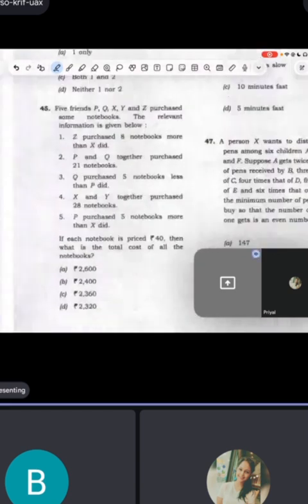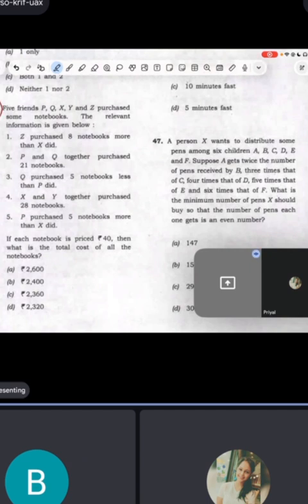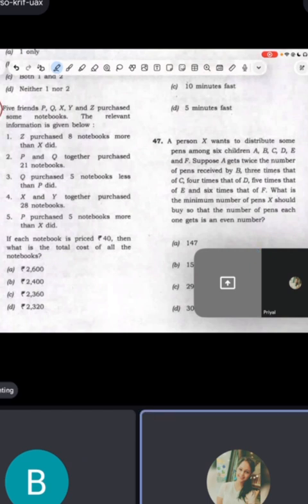Okay, this question. Read, Priyal. Question number 55. Five friends, P, Q, X, Y, Z, purchase some notebooks. Z purchased 8 notebooks more than X did. P and Q together purchased 21 notebooks. Q purchased 5 notebooks less than P did. X and Y together purchased 28 notebooks. P purchased 5 notebooks more than X did. Each notebook is priced at 40 rupees. Then what is the total cost of all notebooks?